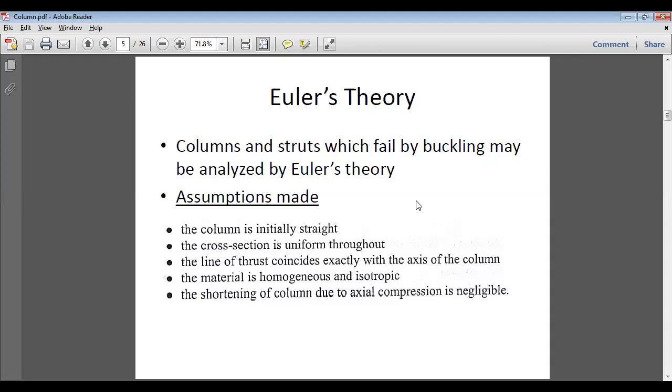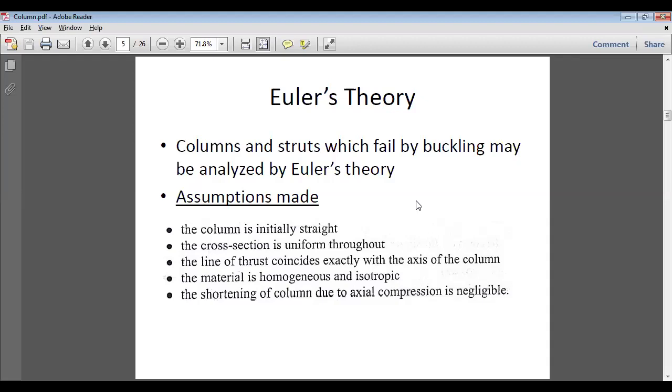There is no tilting of the columns. So while erecting the columns designed by application of Euler's theory, we have to take care that it is not tilted even slightly, even 0.01 degrees is considered. So this way we have to make a perfect vertical column, number one. Number two, cross sectional area should be uniform throughout the column. That means it must have the same cross sectional area from the bottom to the top. Then the line of thrust coincides exactly with the axis of the column. So loading must be exactly at the center of the column.